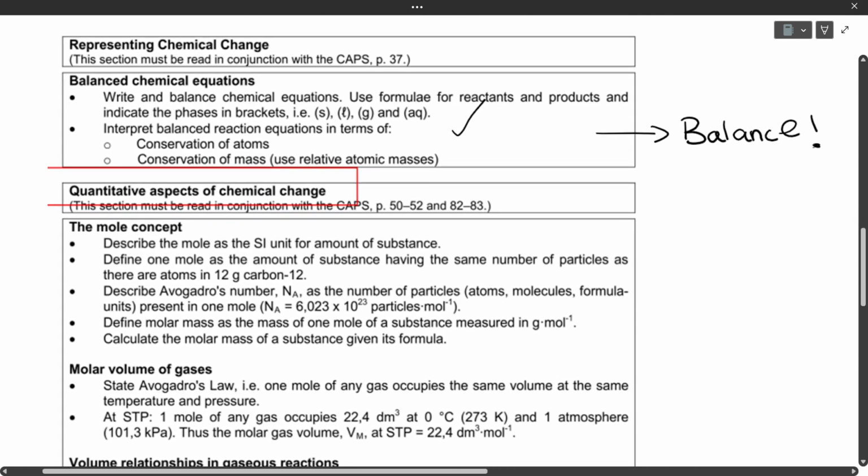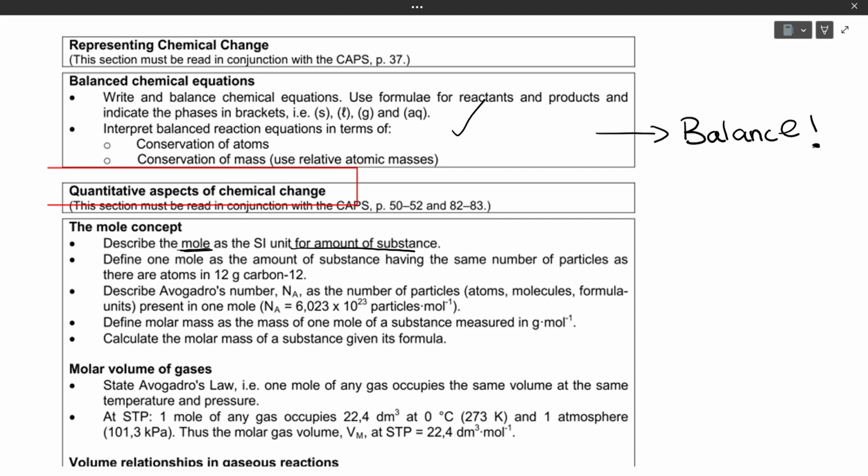Today we've covered the mole concept, right? We described the mole as a unit of measurement. 1 mole, we said, is the amount of a substance having the same number of particles as there are atoms in carbon-12. Next week, we'll start talking about something called Avogadro's number, right? It was basically a person who actually studied this, so they named the number after him.